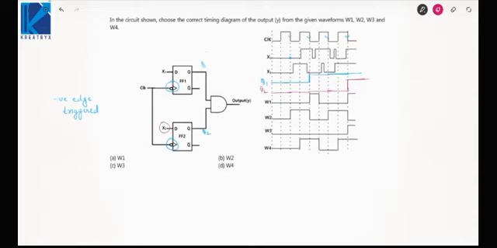At negative edges, if I am checking, at first negative edge, both are 0. At the second negative edge, X1 is 1 and X2 is 0. And at the third negative edge, X1 is 1 and X2 is 0. Okay. And at the fourth negative edge, both are 1. Now, based on this, if you take AND of these, it will be this waveform, W3. Okay. When both are 1, then only the output will be 1. So the answer would be C.